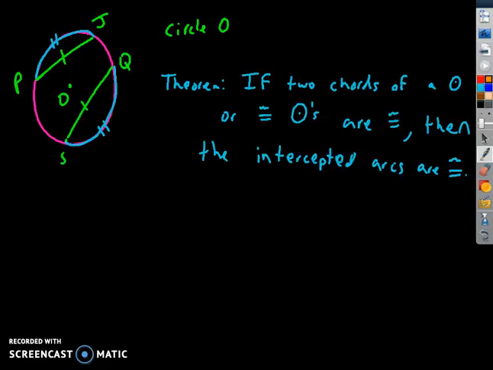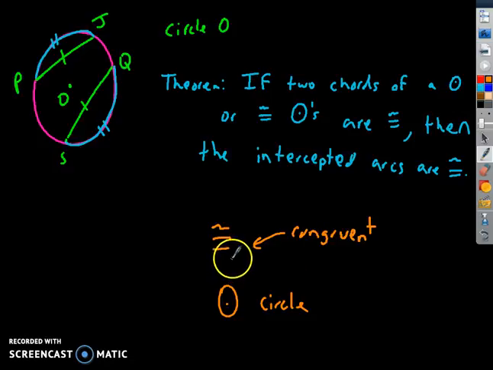That's a theorem. The theorem is if two chords of a circle or congruent circles are congruent, then the intercepted arcs are congruent. I hope you guys are okay with me using these symbols. This is geometry and we use lots of symbols. Just so you know, this symbol means congruent, if you didn't already know. Congruent essentially means the exact same size, the exact same shape. We could say equal. Equal means the same, not necessarily the same figure, but the exact same size. And this symbol, a circle with a dot in it, means circle.